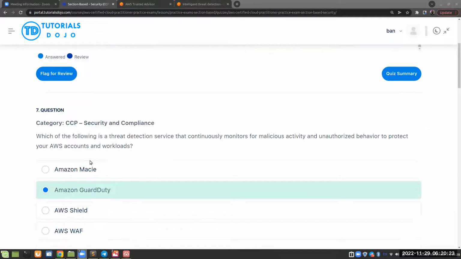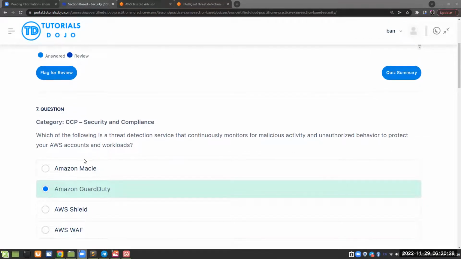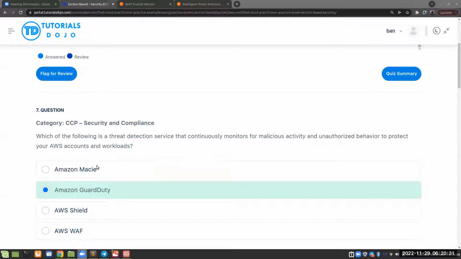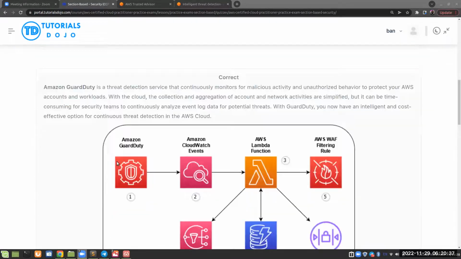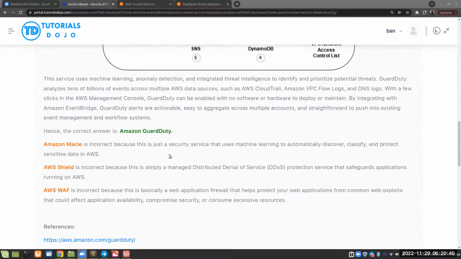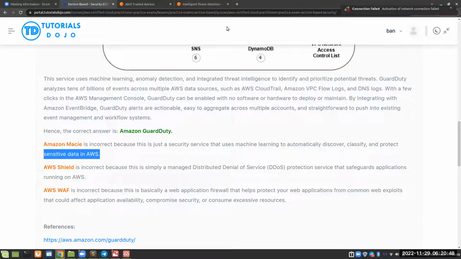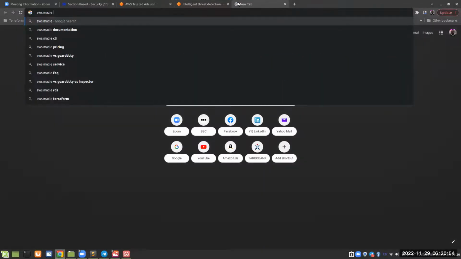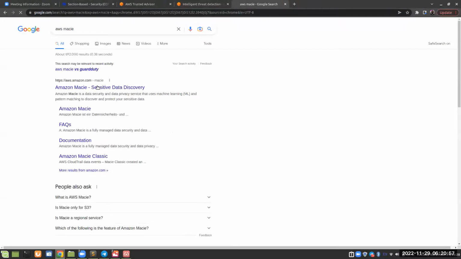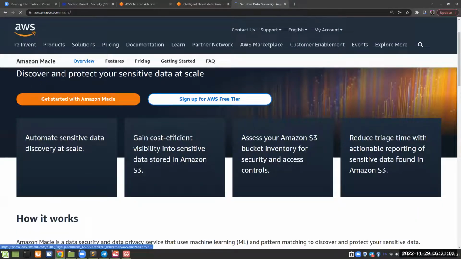Who remembers what Macie is? It's also another service that everyone should try to always remember. When you see Macie, what should come to mind? Personal identifiable information. Let's see that. It's a service that uses machine learning to automatically discover, classify, and protect sensitive data in AWS. And some of this sensitive data is what is called personal identifiable information. It's PII. Discover and protect sensitive data.